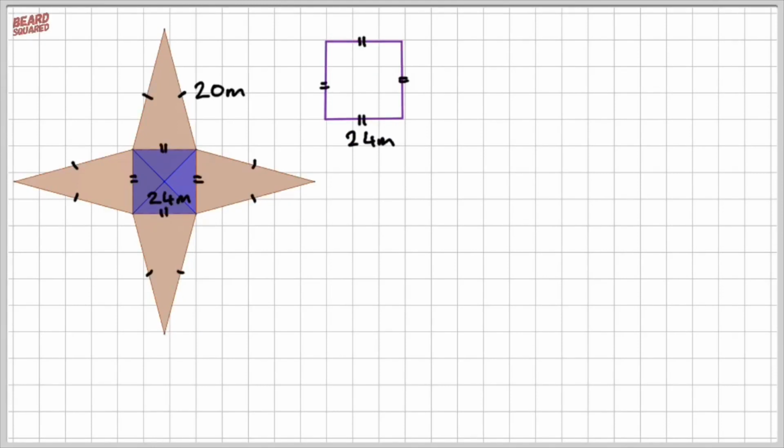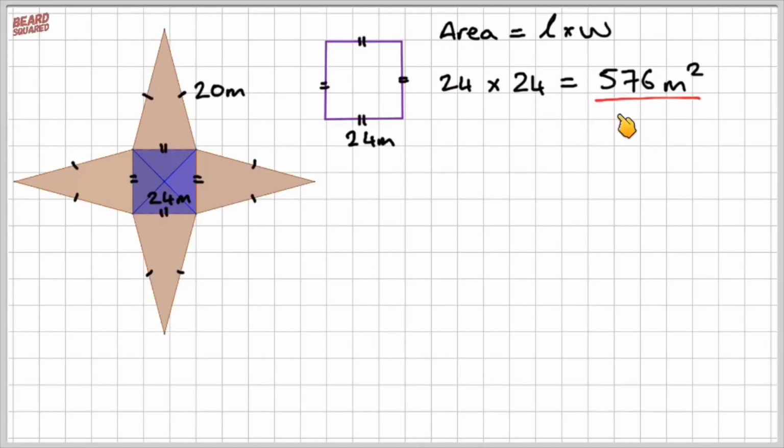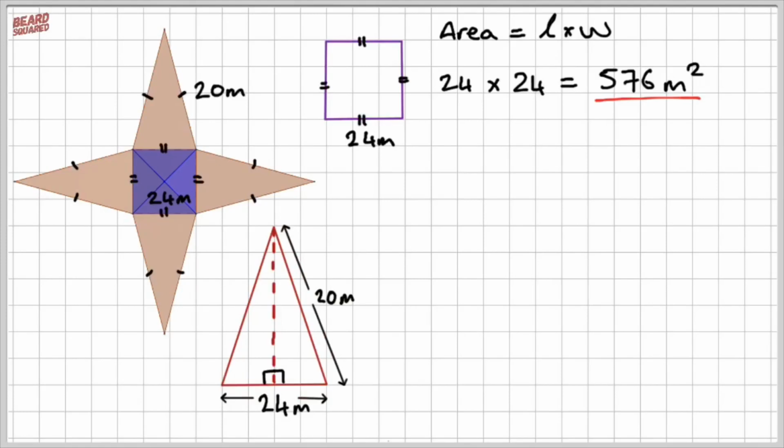Now you can see that I have 1, 2, 3, 4, 5 faces, and the easiest way to do this is to start with the base, and the base is 24 meters by 24 meters. Now I can work out the area by doing the length times the width, and since it's 24 by 24, that gives me a total area of 576 meters squared. Now if I look at the triangle, I have an issue because I have 24 meters as the base and I have 20 meters as the slant height. What I need to work out is the perpendicular height.